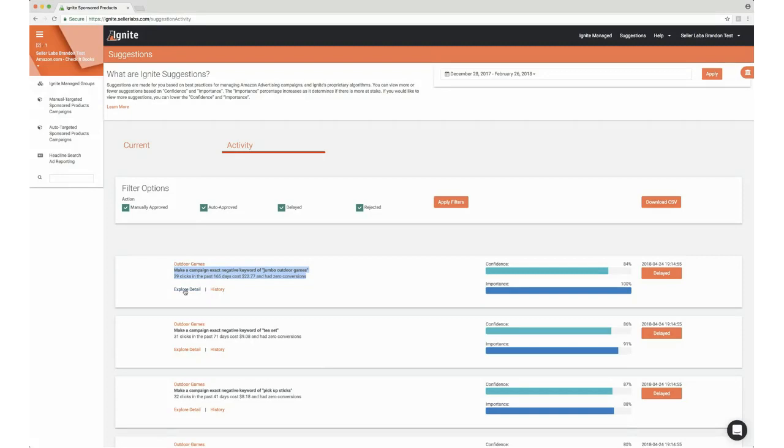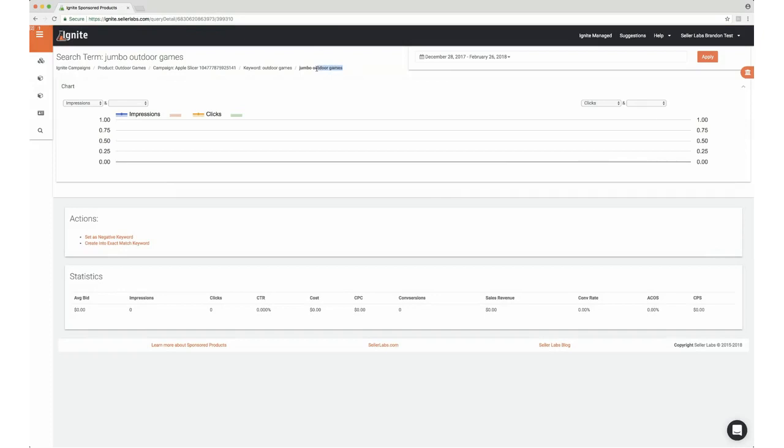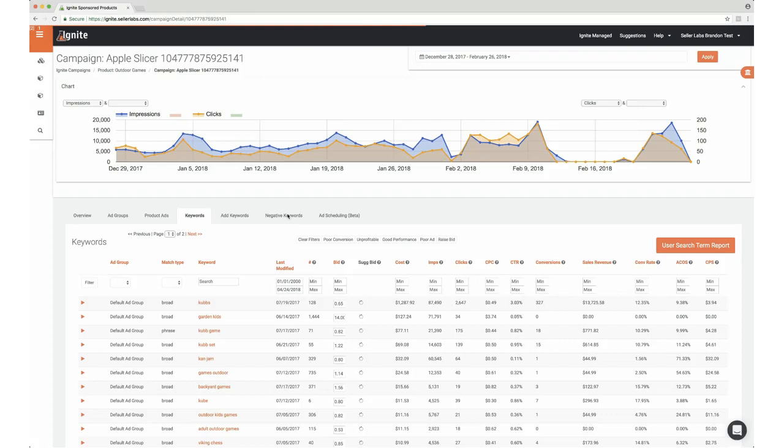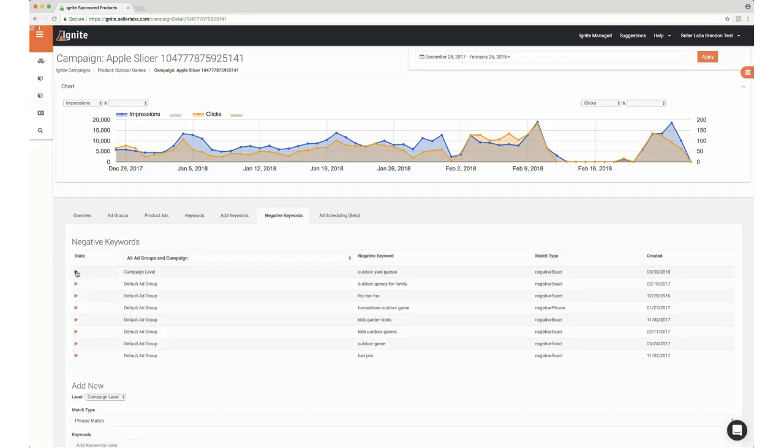I could just say, okay, explore detail. It's for Jumbo Outdoor Games, and it was in the campaign right here. So I could actually go to this one. I can click on the campaign from here. If it loads, there we go. Then I can go into the negative keywords here, click the pause, and change it to archive. I could remove that negative keyword that I did place.